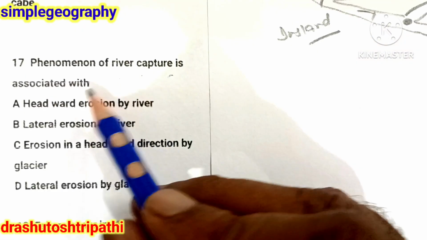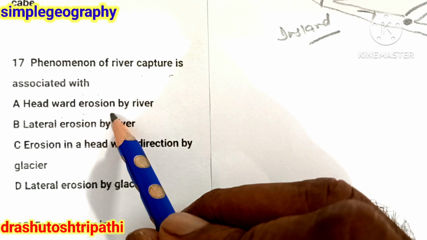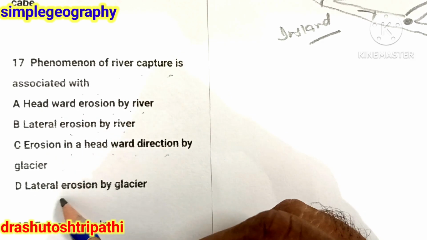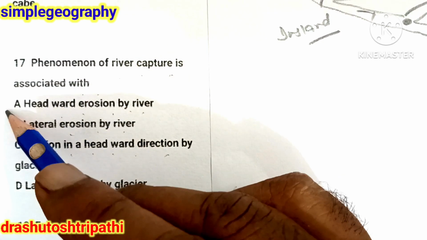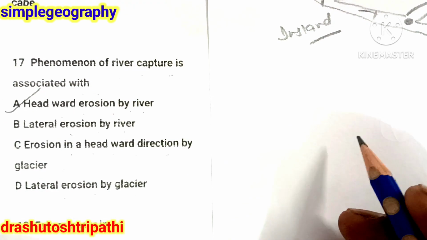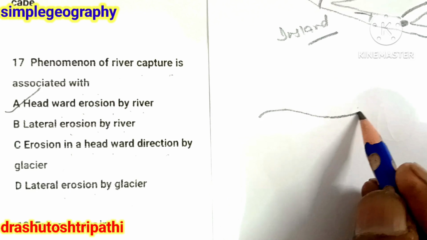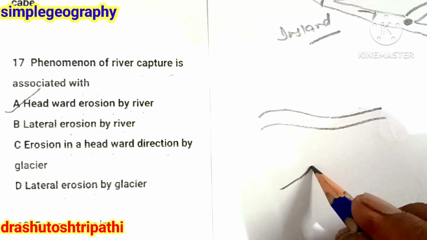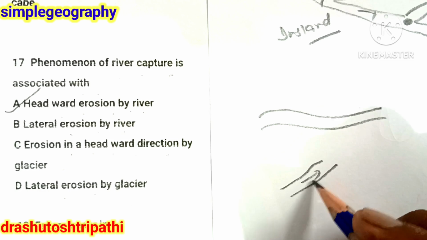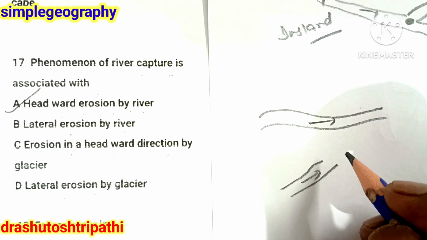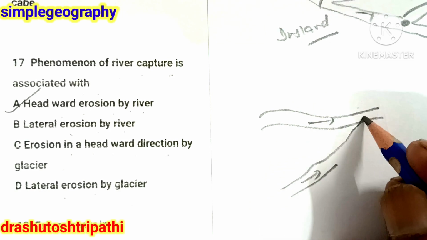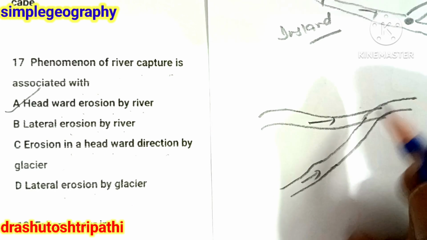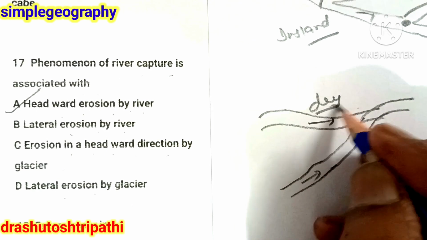The phenomenon of river capture is associated with headward erosion by river, lateral erosion by river, erosion in headward direction by the glacier, lateral erosion. The answer is headward erosion. How is it formed? River capture: this is a river, the mainstream, and a particular river comes from this side, and that is the main river. Later on, due to headward erosion, what happened? This river captured the path of that river like that, and that path became dry.